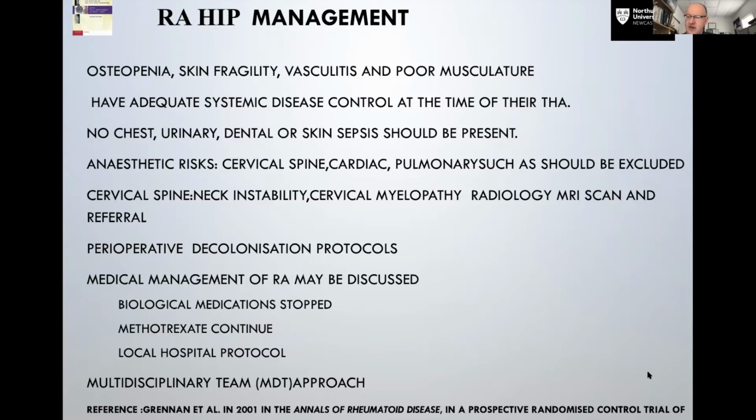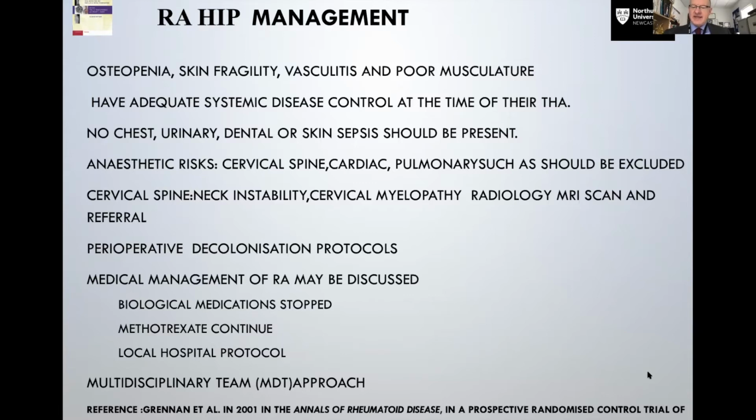Stopping methotrexate can increase the risk of disease flare-up and associated complications, so it's generally recommended that you continue with methotrexate. The classic paper to mention is Grennan et al. from 2001, Annals of the Rheumatic Diseases. It was a prospective randomized controlled trial of 388 patients with rheumatoid arthritis, which demonstrated no increased risk of complications from elective orthopedic surgery.